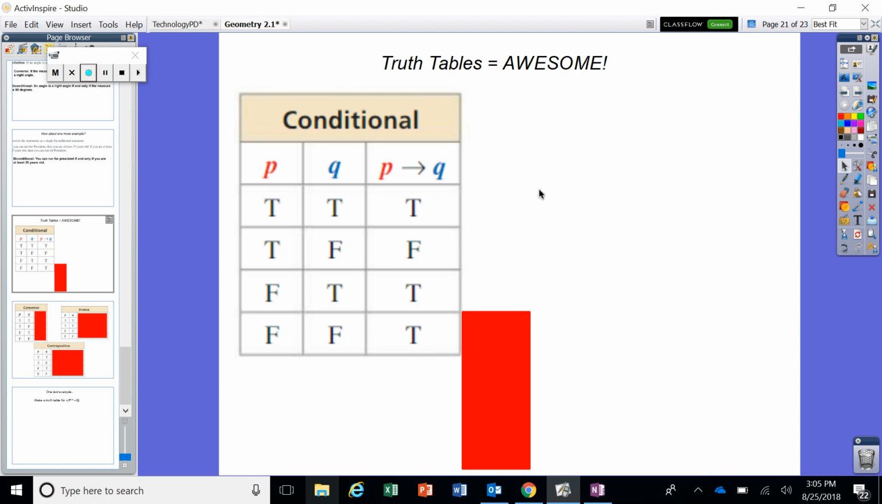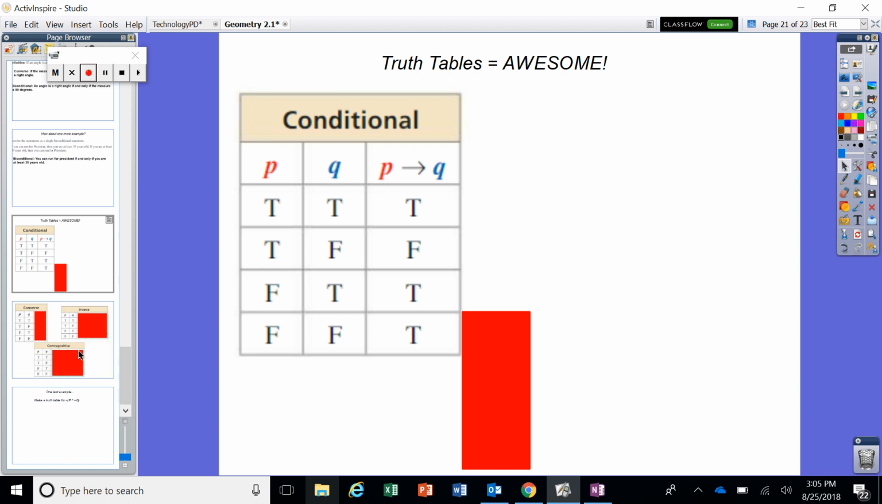So this conditional truth table here is where you're going to start for everything. You have to know that true, true gives us true. True, false gives us false. False, true gives us true. And false, false gives us true. These are the stepping stones and the backbone for our entire truth table discussion.